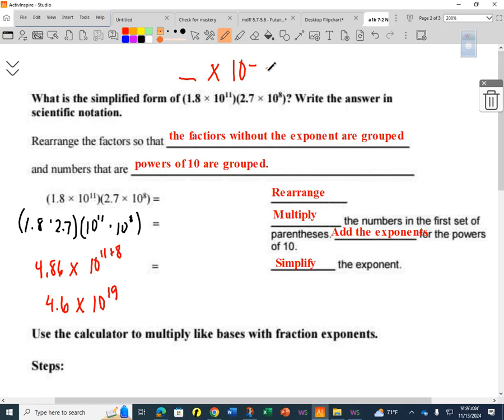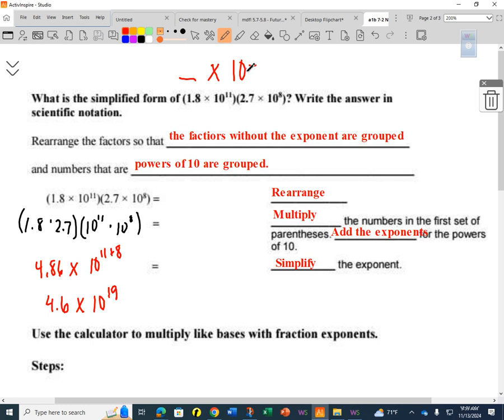Remember, if the exponent is negative, the number is less than 1. If the exponent is positive, then the number is greater than 1. The only time you can have a negative exponent in your answer is when it's written in scientific notation, or if they specifically say to write it with a negative exponent, which I always hate when they do that.